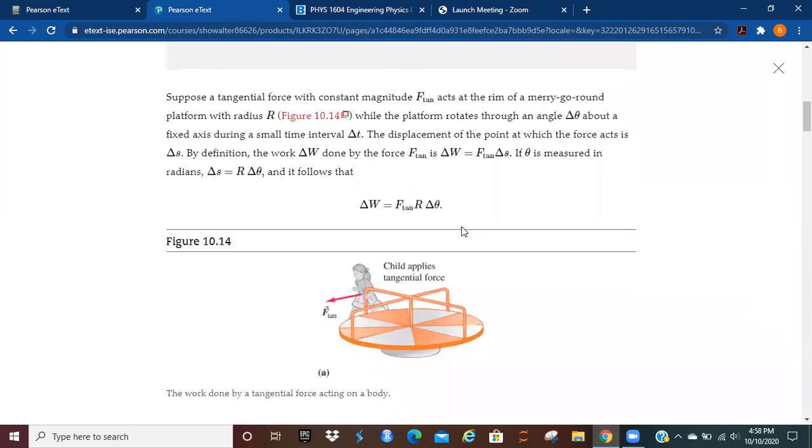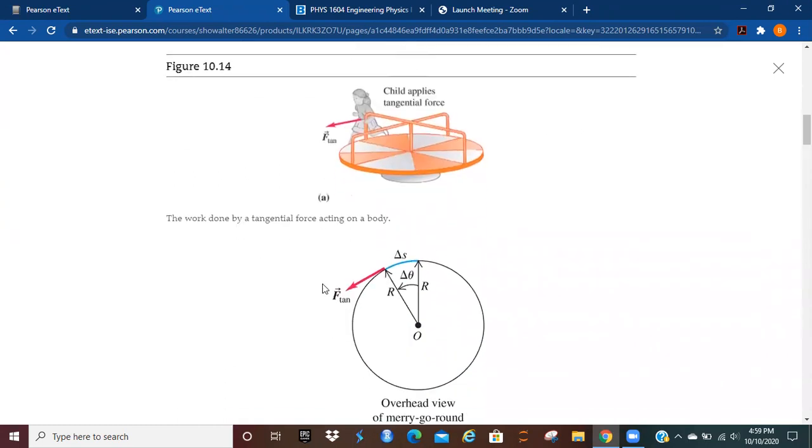So, suppose a tangential force with constant magnitude F acts at the rim of a merry-go-round platform with radius r. You can see that here. While the platform rotates through an angle, delta theta, about a fixed axis during a small time interval, delta t, the displacement of the point at which the force acts is delta s.